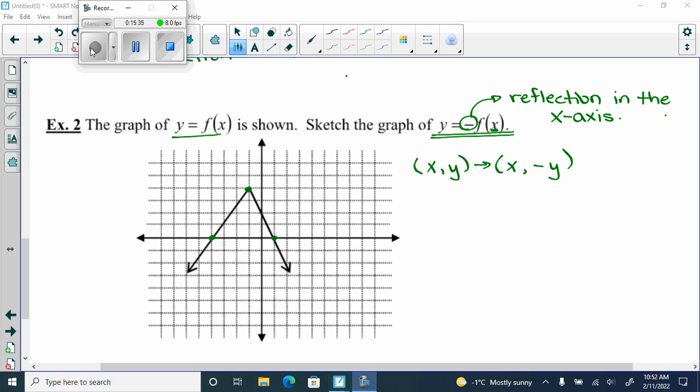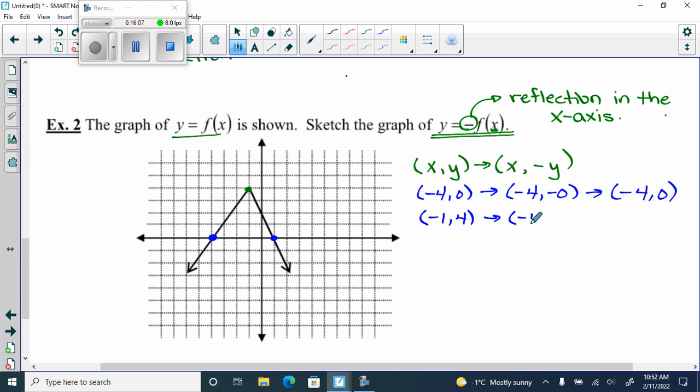Try it out. So we have negative 4, 0. It's going to become negative 4, negative 0, which is negative 4, 0. Wait, it stayed the same. Why did it stay the same? Because it's actually on the axis on which we're reflecting, correct? So this one's also going to stay the same. Every other point will move. So we have negative 1 and 4, which is going to become negative 1 and negative 4.